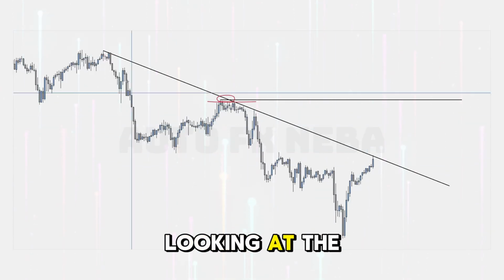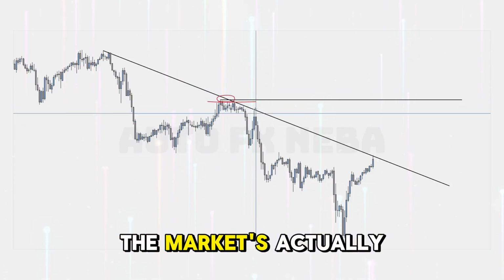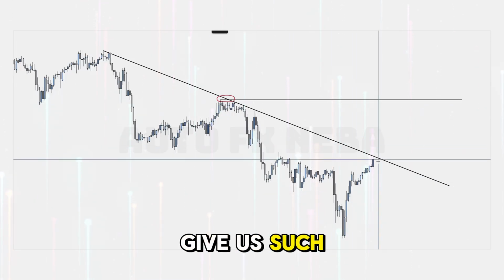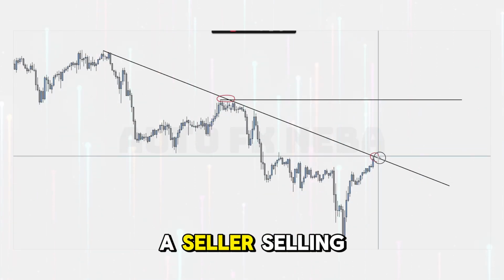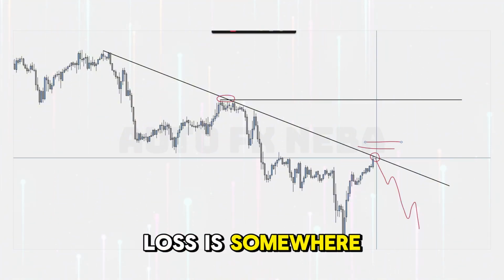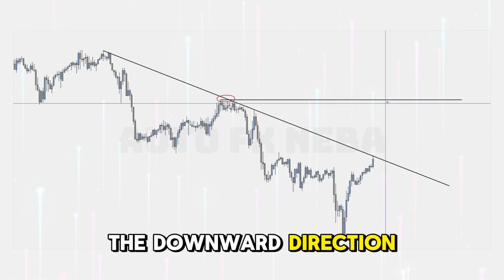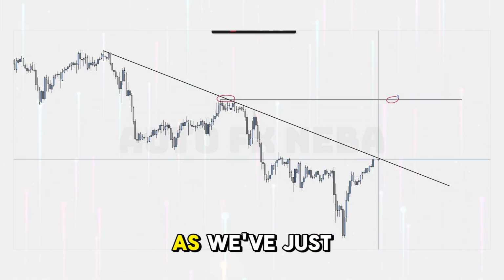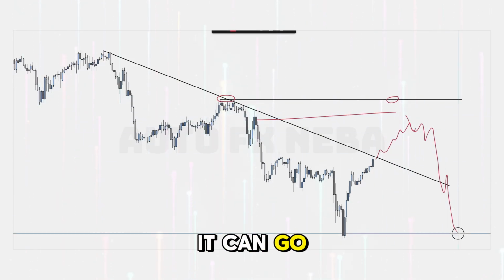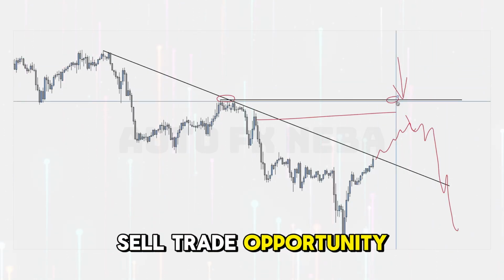Now, when we're looking at the real price highs and lows, we have the most clear image as to what the market's actually doing. When we're drawing lines, connecting dots, that's not going to give us such a clear story. So if you're a seller selling here, you can easily be stopped out if your stop loss is somewhere above the high before the market continues moving in the downward direction, because unless this high breaks, as we've just said, the market remains bearish. So it can go bearish from up here, it can go bearish anywhere underneath this high, and it would still be a sell trade opportunity, okay?